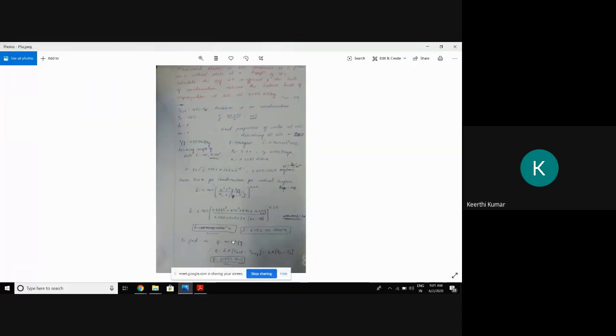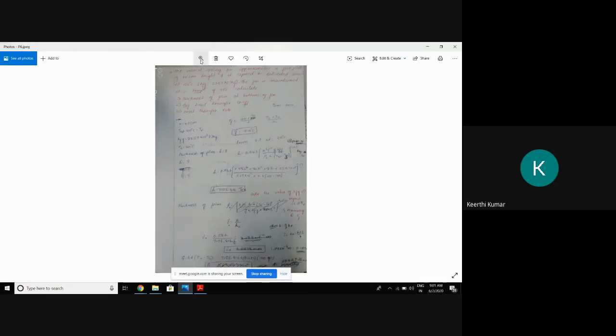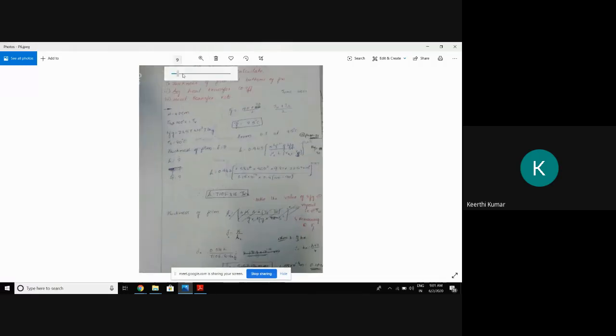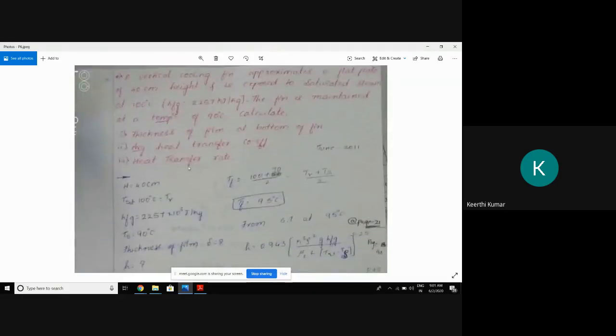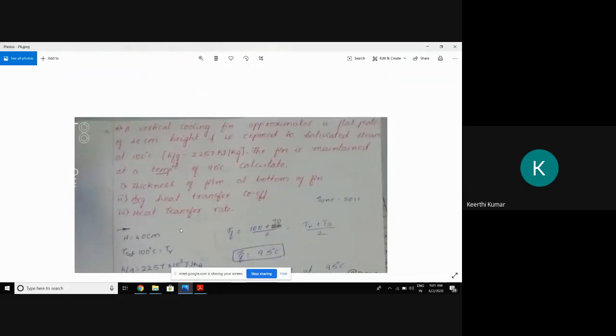So you cross multiply and get the value of m dot. We'll go for the next problem. Again, the problem is based on condensation. How to identify the problem given is on condensation? Even though he has not given it in the question, you can identify by checking the value of vapor temperature and the surface temperature. If the temperature of the vapor is greater than the surface, then it is the condensation chapter.